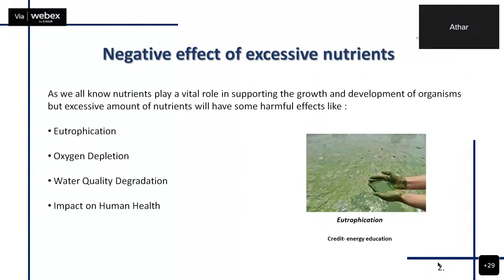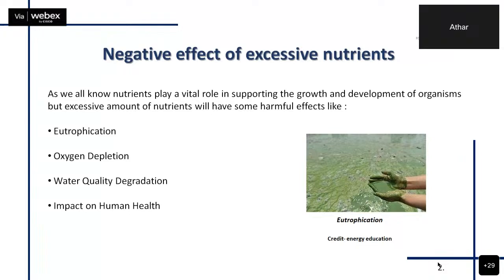Let us see why it is necessary to study nutrients in rivers. As we all know, nutrients play an important role in supporting the growth and development of organisms, but excessive amounts of nutrients will have some harmful effects like eutrophication. Eutrophication occurs when excess amounts of nutrients like nitrogen and phosphorus cause excessive plant growth. This can lead to oxygen depletion and harmful conditions for aquatic life due to an imbalanced ecosystem.